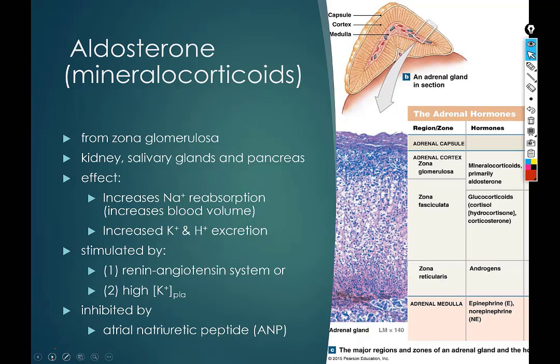So aldosterone's action is inhibited by something called atrial natriuretic peptide. Interestingly, this is a hormone that is secreted by the heart. And natriuresis refers to the urinating out of sodium. So natriuresis is peeing out sodium. So that's the opposite effect. Aldosterone causes retention of sodium and water. Atrial natriuretic peptide causes the secretion of both water and sodium ions.